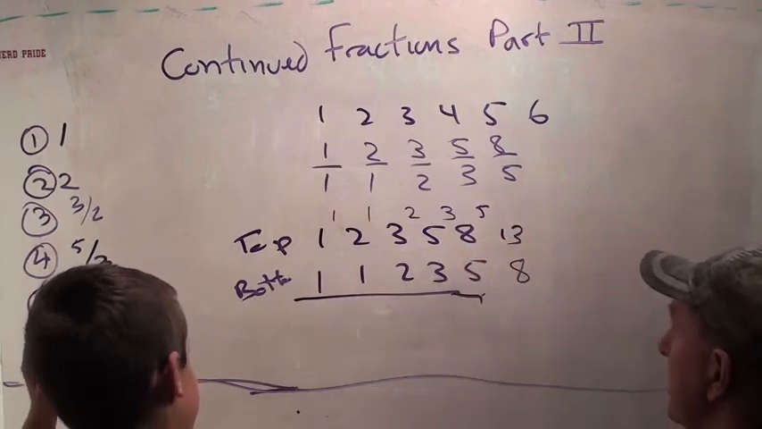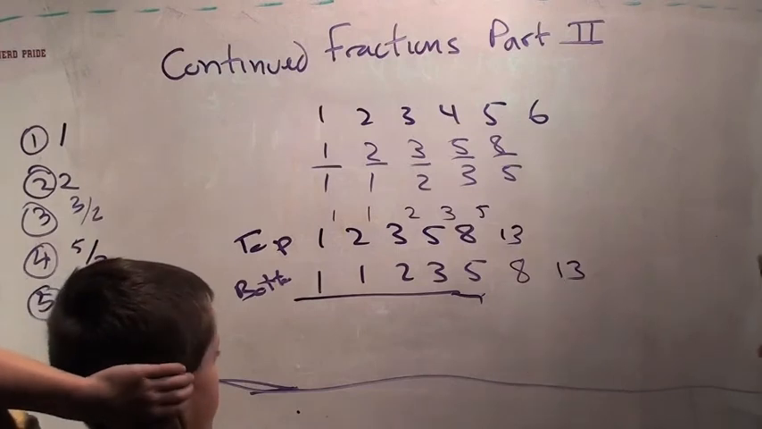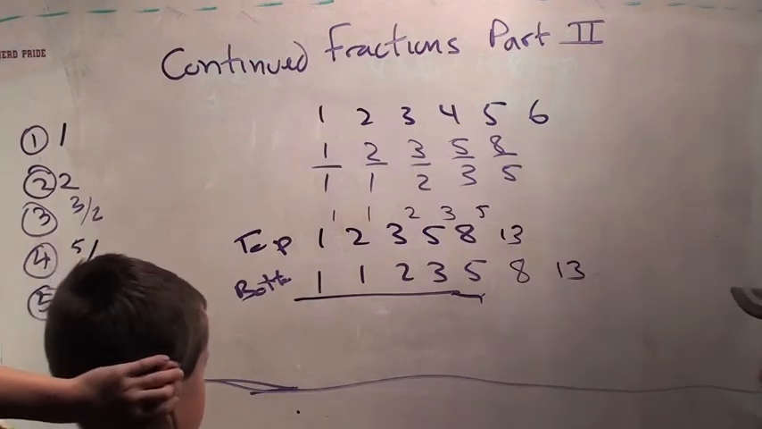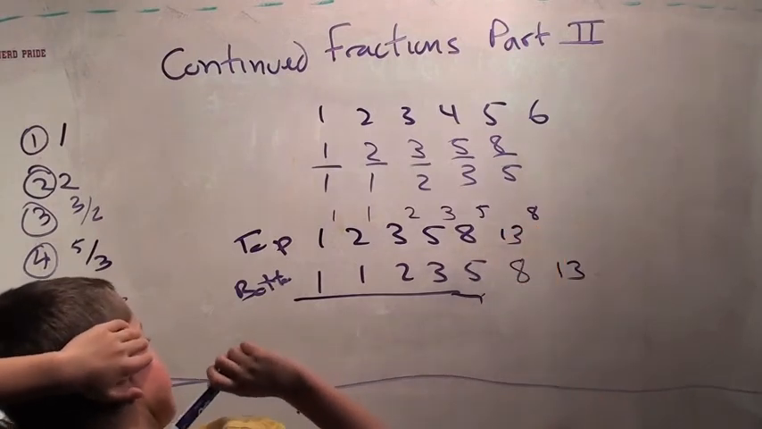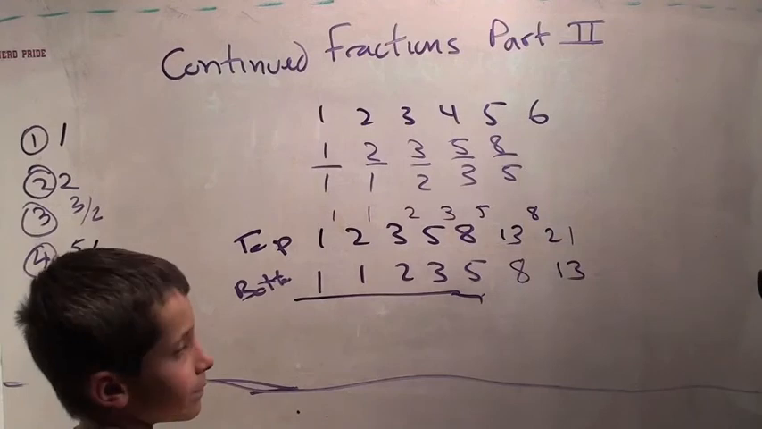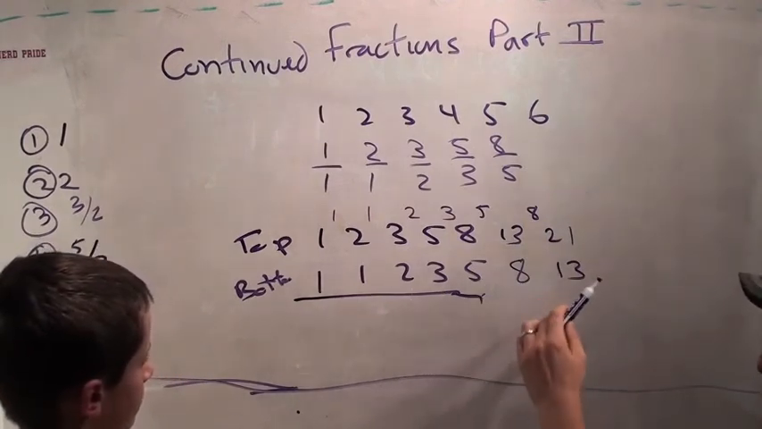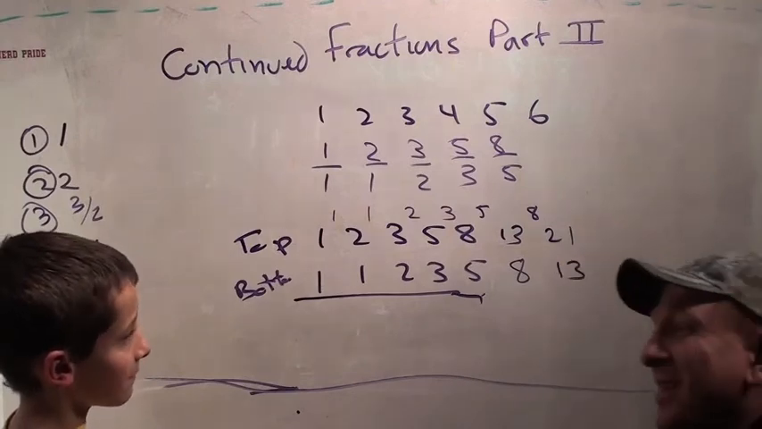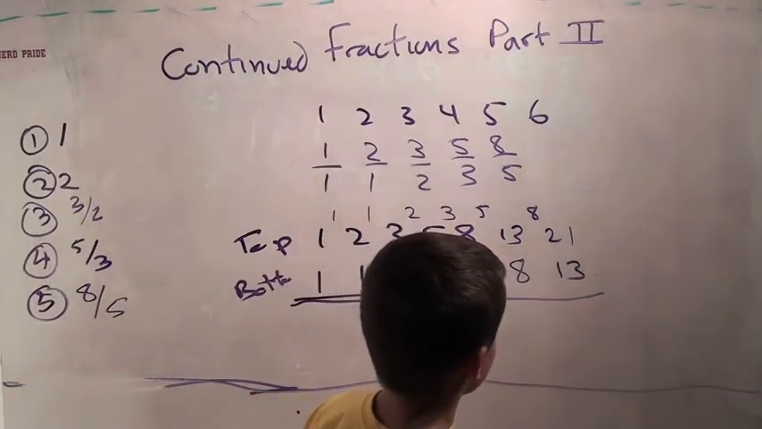13 over 8. Okay, and then if that pattern held, the 13 would go to the bottom, and then we would have 8 more on top, so we would get what? 21. 21 over 13. These numbers ring a bell? Have you ever seen these numbers before? 1, 1, 2, 3, 5, 8, 13? Fibonacci! It's the Fibonacci numbers. The Fibonacci numbers are hiding in the continued fractions.